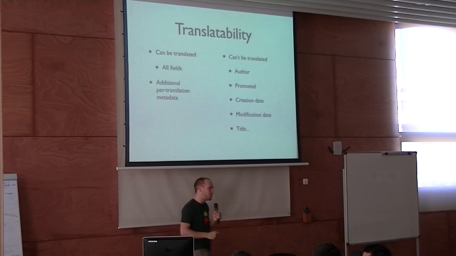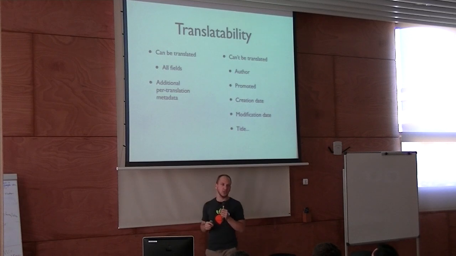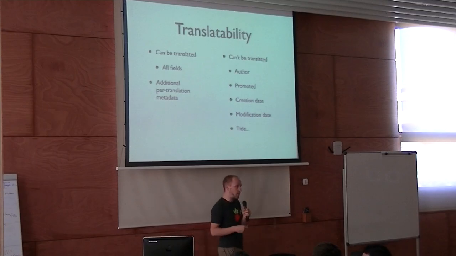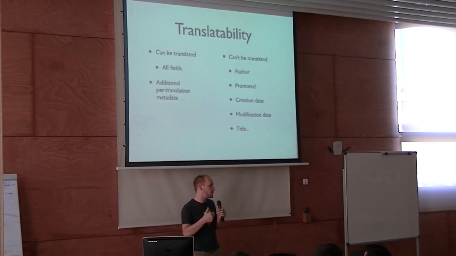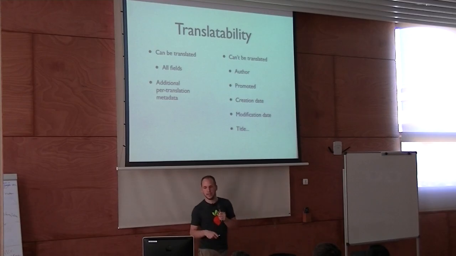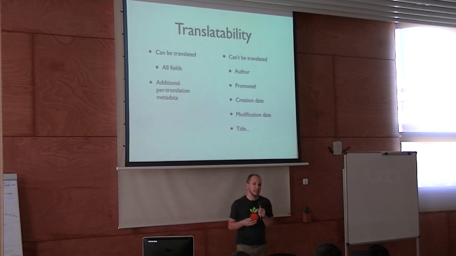So, again, to your question, what can be translated and what can't? The entity translation module provides an interface for the functionality provided by the field API. So it works for both fields. Entity translation also provides some additional metadata about the translations themselves. When was a translation saved, and so on. But there are things that cannot be translated. The properties of entities. So the author, the promoted date, promoted status, creation date, modification date. These are all things that can't be translated.